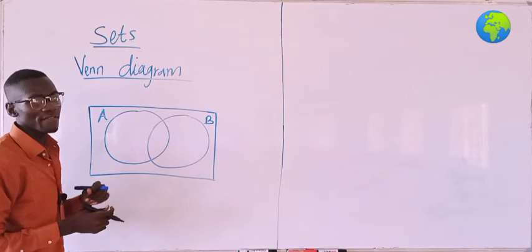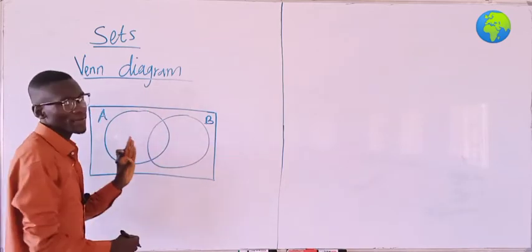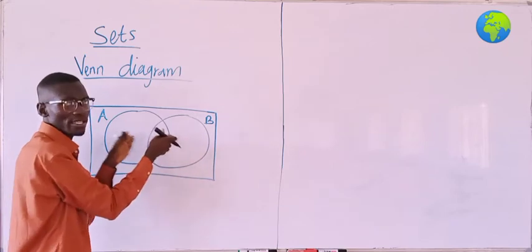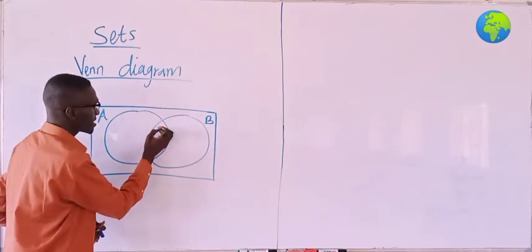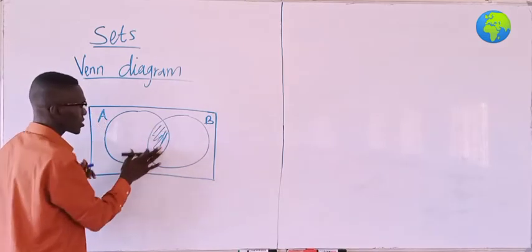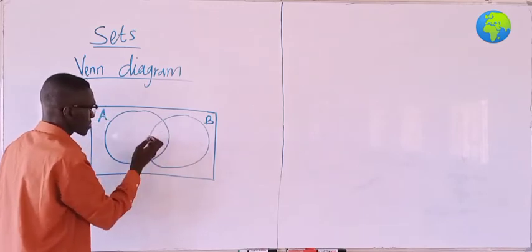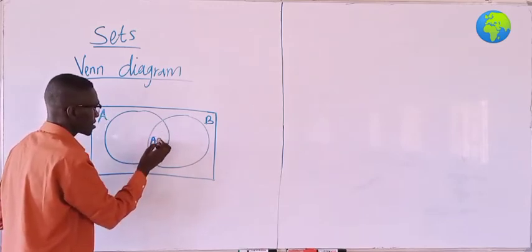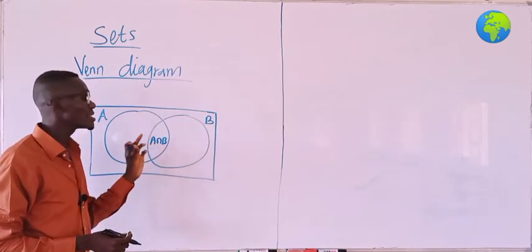So look at this diagram very well, right? This whole rectangle is trying to tell you that it's the universal set, right? Because everything in it belongs inside. That's the universal set. Now you can see that this point is where A and B meet, right? So I'll just put A intersection B, because that's the point where A and B meet.